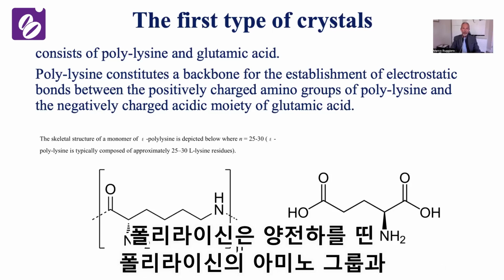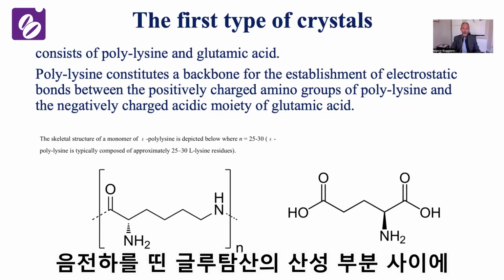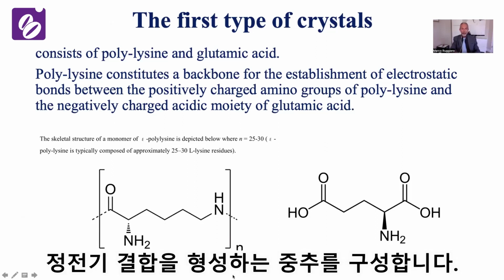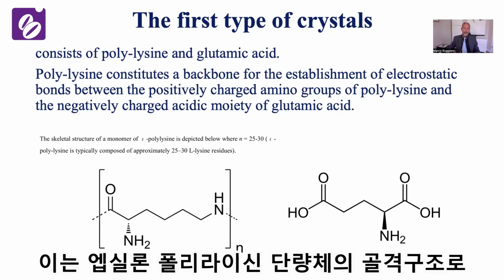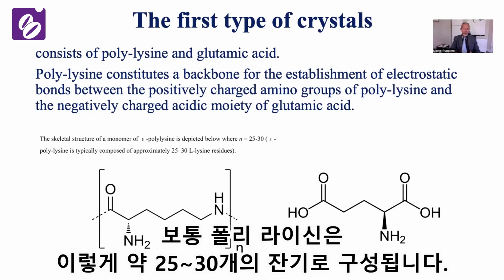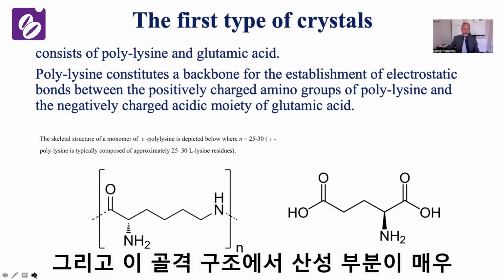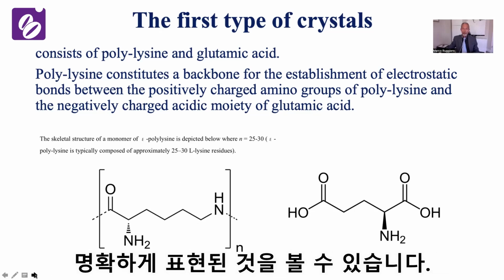Polylysin constitutes a backbone for the establishment of electrostatic bonds between the positively charged amino groups of polylysin and the negatively charged acidic moiety of glutamic acid. This is a skeletal structure of a monomer of epsilon polylysin, and usually polylysin is composed of approximately 25 to 30 residues like this, and this is glutamic acid. And you can see the acidic moiety is very clearly represented in this skeletal structure.